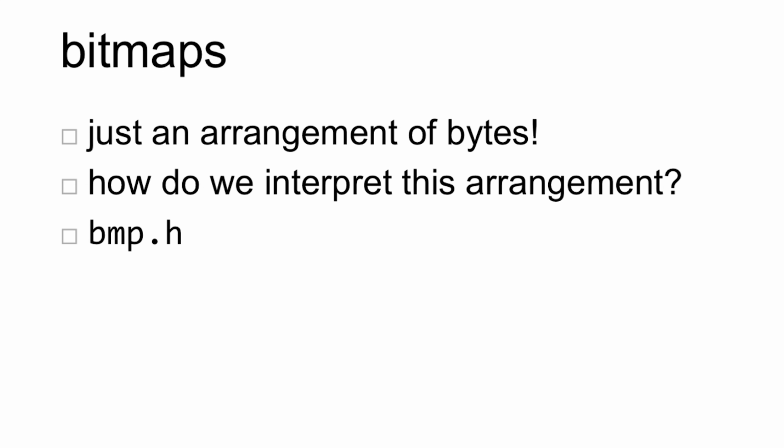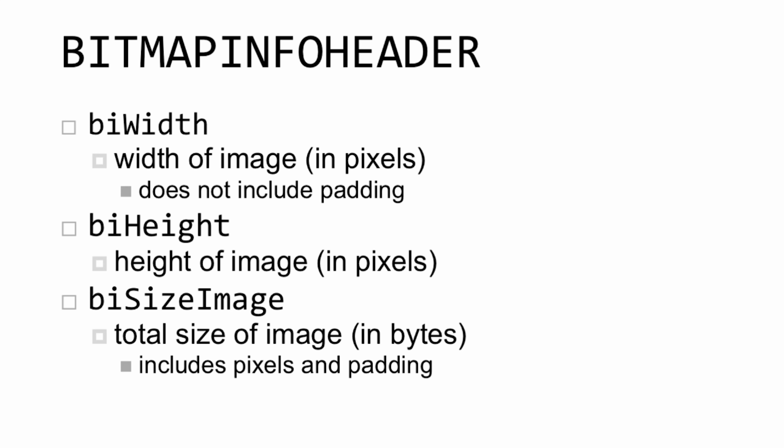Bitmaps are simply an arrangement of bytes. It's just a matter of how we interpret this arrangement. Take a peek inside bmp.h for a little bit more information. A bitmap is comprised of an info header, a file header, and then the actual pixels and padding. More on padding in a second, but let's just look at the variables within the bitmap info header.